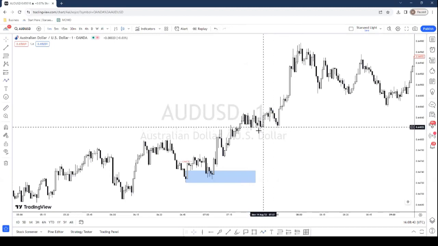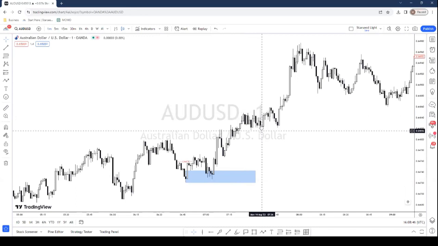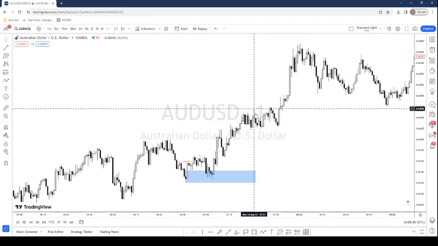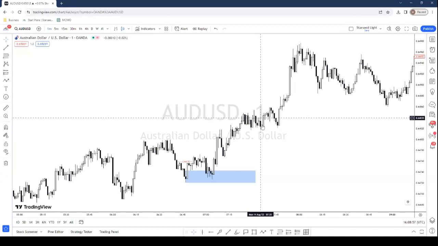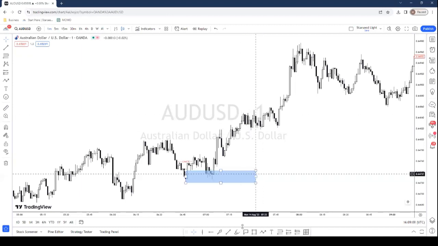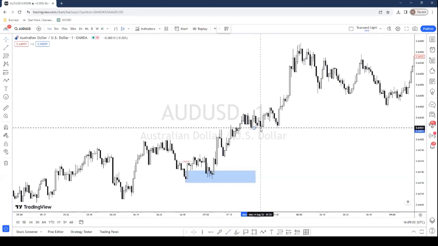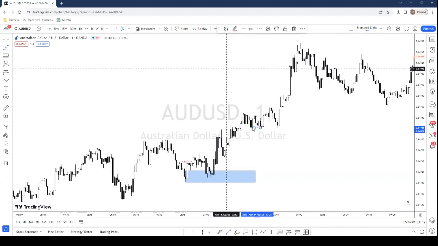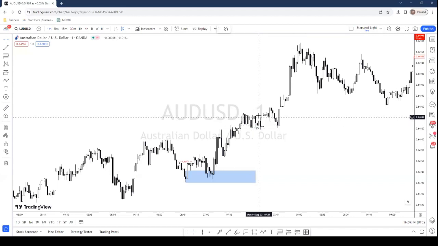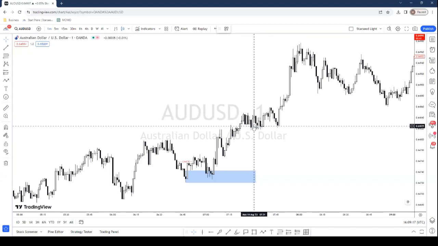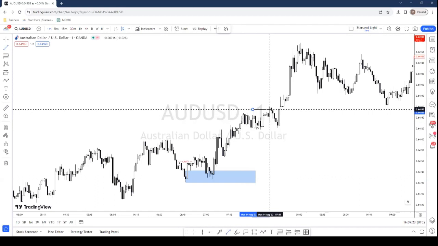Okay. So now we move up again from here, and then I have a pullback, and then retrace up again, and then a pullback again. Here in the liquidity, you see that little liquidity? Pull back, retracement, and then continue down, take the liquidity, and then a break of structure.